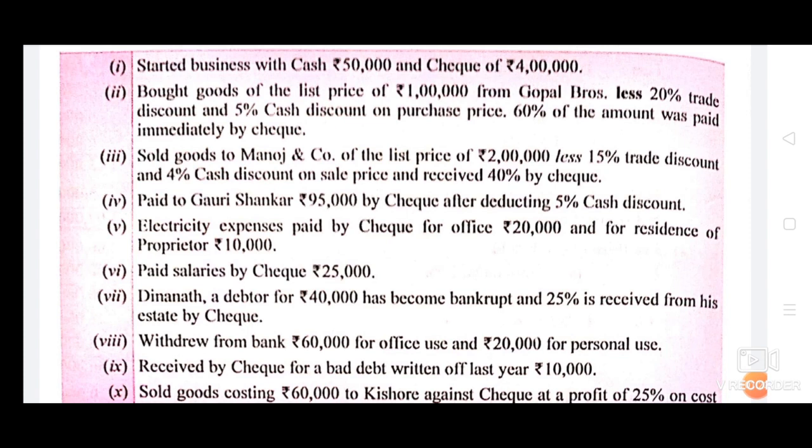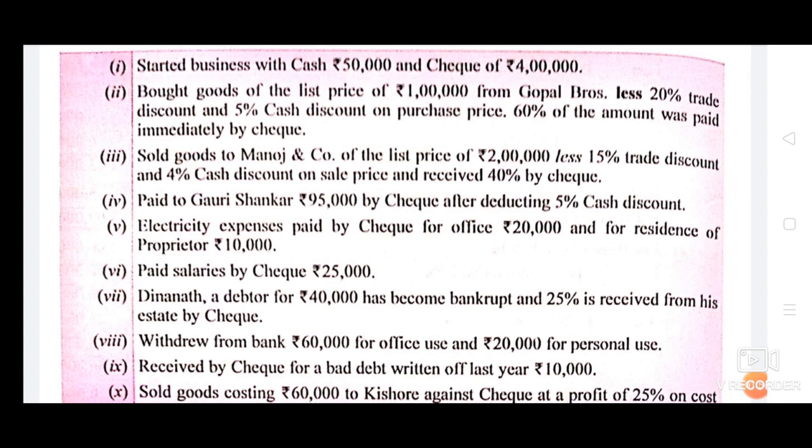Second, bought goods of the list price of rupees 1 lakh from Gopal Brothers, less 20% trade discount and 5% cash discount on purchase price. 60% of the amount was paid immediately by cheque. So in this problem, this type of transactions are included. So we have to solve every transaction, make calculations in working notes, and then we will pass journal entries.